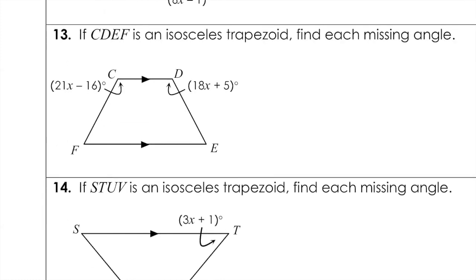CDEF is an isosceles trapezoid. Find the missing angles. This time they gave me base angles. And what do we know about our two base angles? They are congruent. So if they're congruent, we can set them equal to each other.